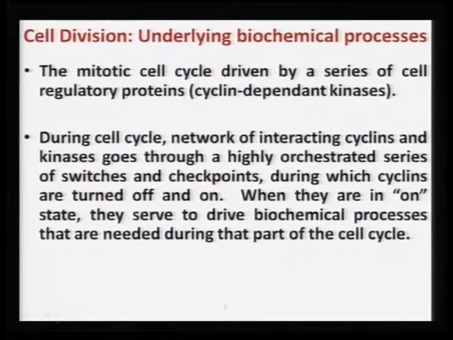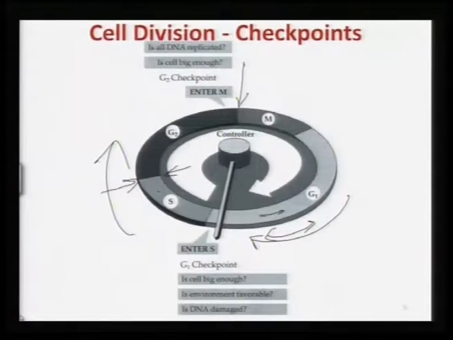So, the mitotic cell cycle is driven by a series of cell regulatory proteins, and these are cyclin dependent kinases, and during the cell cycle a number of interacting cyclins and kinases go through a highly orchestrated series of switches on and checkpoints. Switches on and switches off means that these biochemical processes which occur in G1 are taking place only because there are some intracellular signaling pathways activating the cells to get into G1.